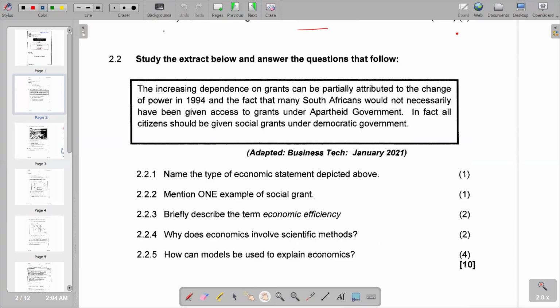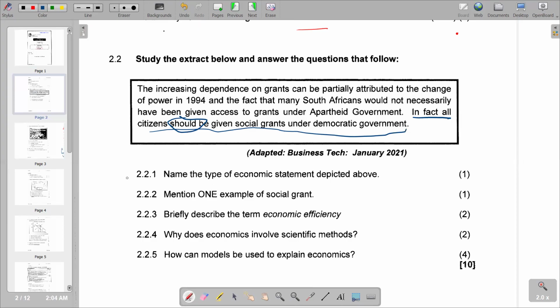So obviously, if you go back to our extract, you'll see that we have a statement here. We say, in fact, all citizens should be given social grants under democratic government. The key words that are going to lead us to determine which economic statement this is are where it's written should be, which is putting across the aspect of value judgment. So you see that this statement is a normative statement.